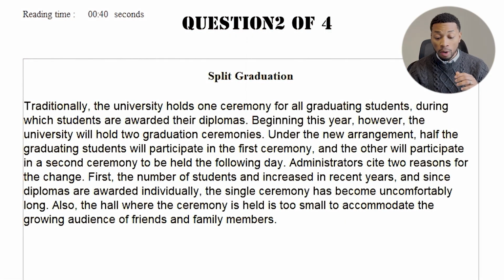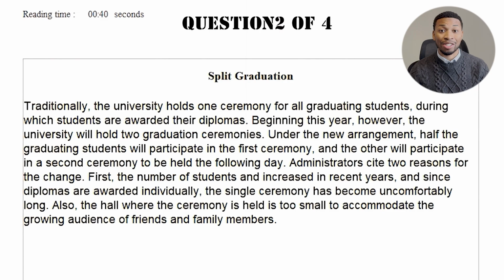Traditionally, the university holds one ceremony for all graduating students, during which students are awarded their diplomas. Beginning this year, however, the university will hold 2 graduation ceremonies. So that's what the university plans to do. The university plans to hold 2 graduation ceremonies instead of 1 because A and B. Let's find out what that is.